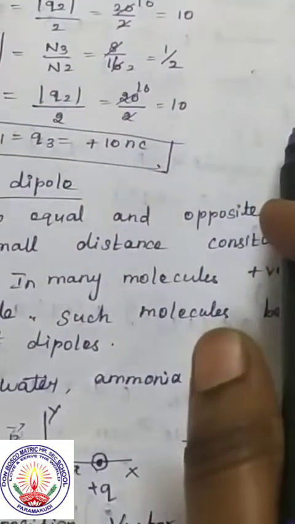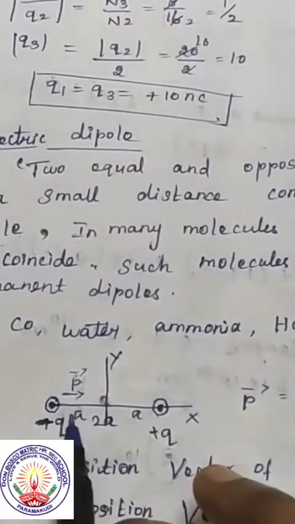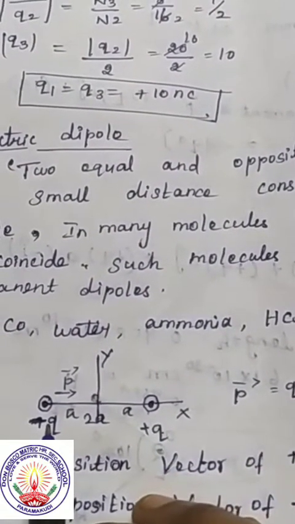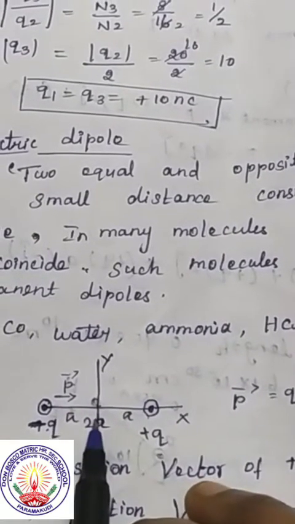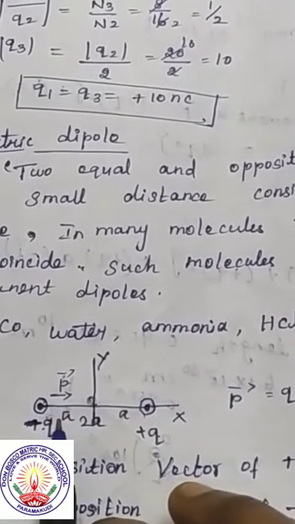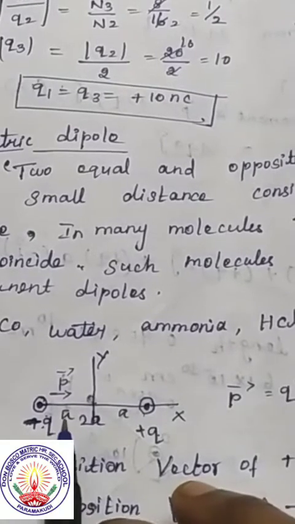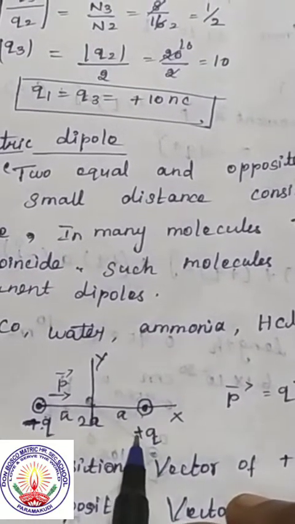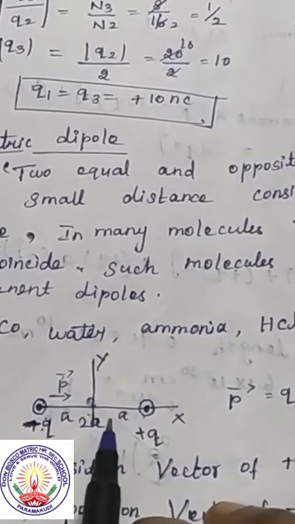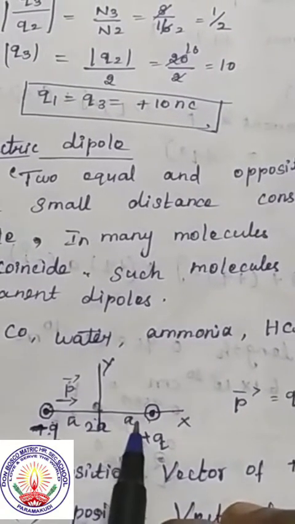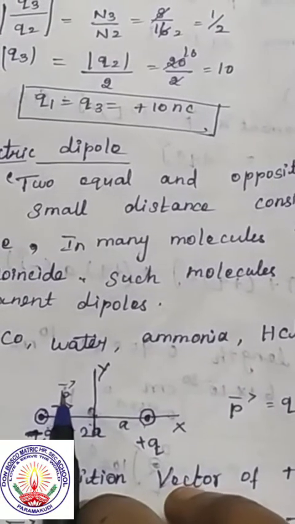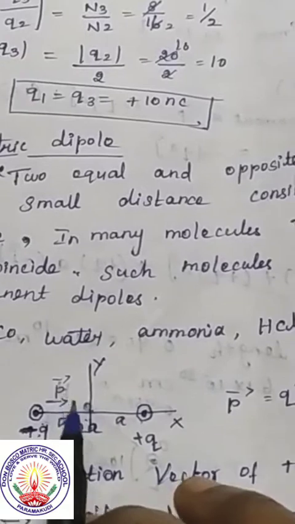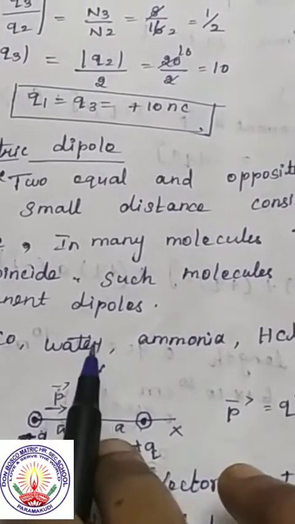So one is a positive. First let us consider two charges. One is a positive charge, another one is a negative charge. So the distance between the charges is A, and this charge, that means positive charge, and the midpoint is considered at a distance A. So this is the dipole moment. Dipole moment is denoted by the symbol P vector. So this is the x-axis, this is the y-axis.